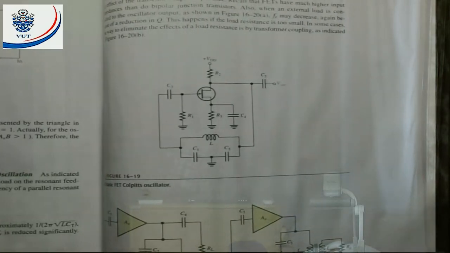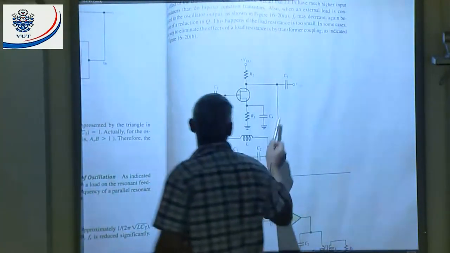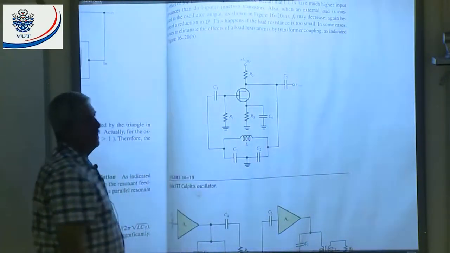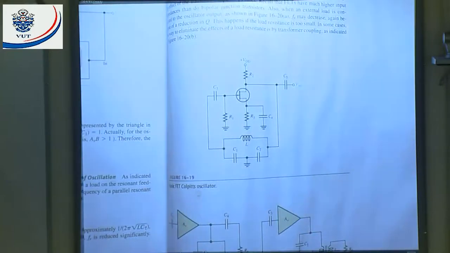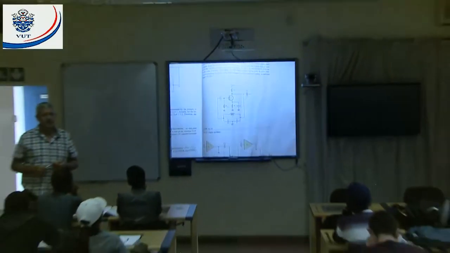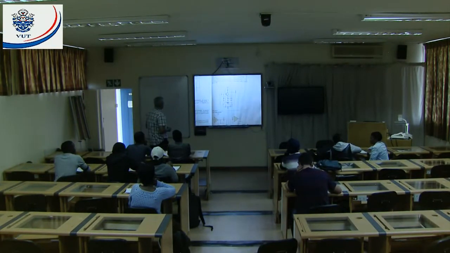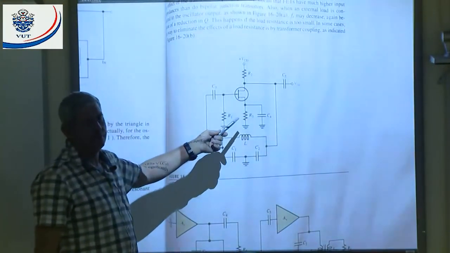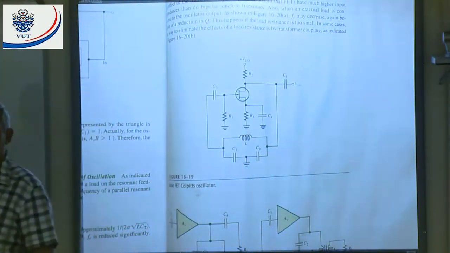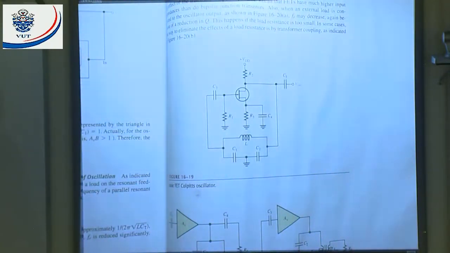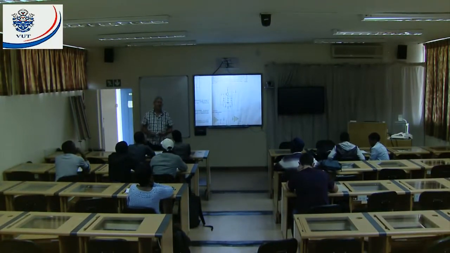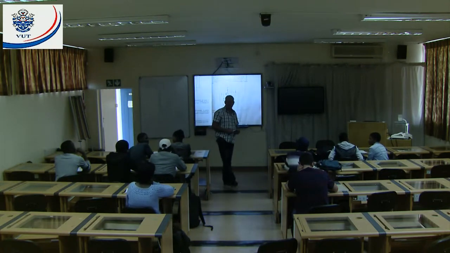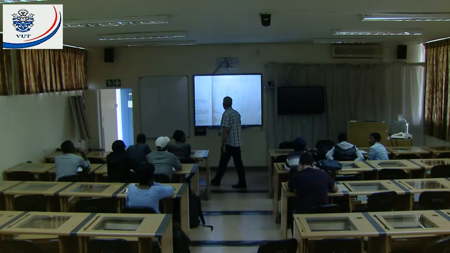First of all, if I ask you to name this circuit, what will you name that circuit? This is a self-biased JFET amplifier. What's the big advantage of a self-biased JFET amplifier? What is the biggest or the largest advantage of that amplifier? Anybody of this brilliant Electronics 3 class? You've got a very high input impedance.